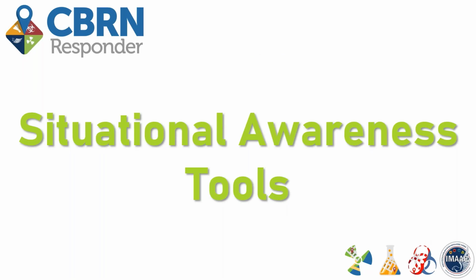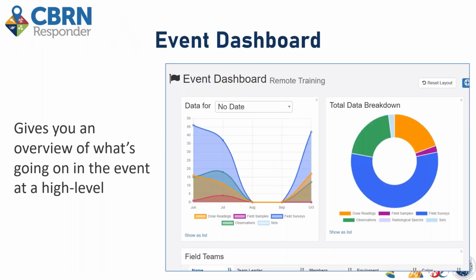As the event is going on, there are some situational awareness tools that you can leverage. The first being your event dashboard. Every event is going to have its corresponding dashboard and event map. The dashboard is going to be great at giving you an overview of what's going on in the event at a high level. You can see what data types have been entered, how much data has been entered, how many people are entering data. There's a lot you can gather from just this one page.